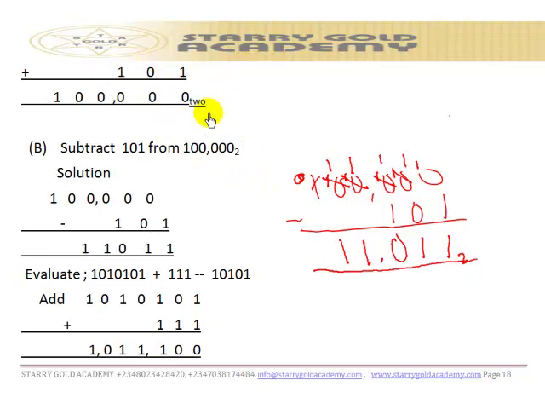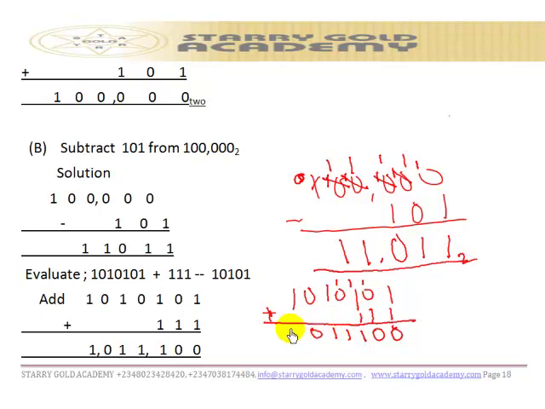So from here we have 101101 plus 111. 1 plus 1 is 10, carry 1. 1 plus 1 is 10, carry 1. 1 plus 1 plus 1 is 11, carry 1. 1 plus 0 is 1, so we have 1 0 1 1 1 0 0. So you're going to have this. From your addition, this is what you have.